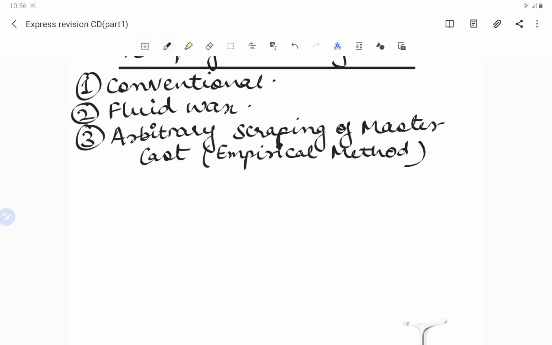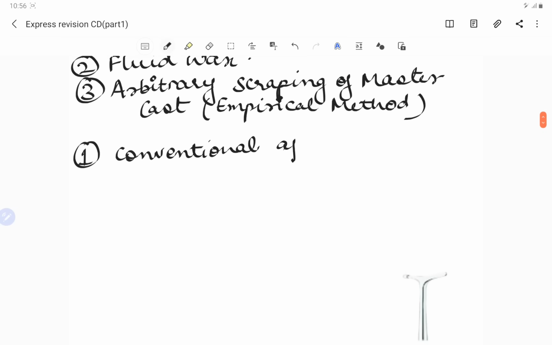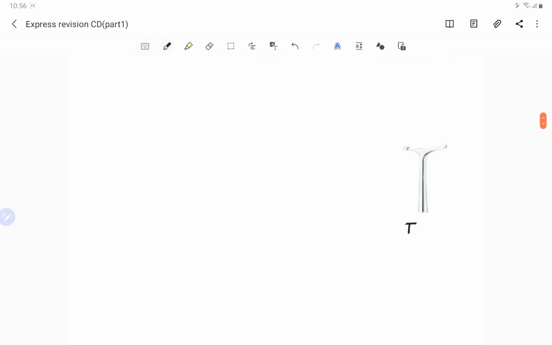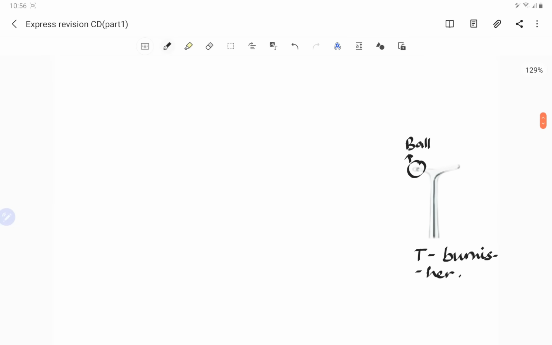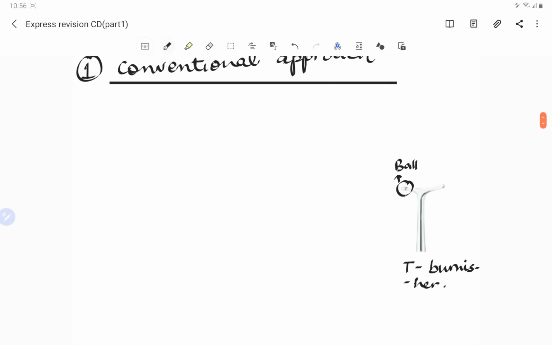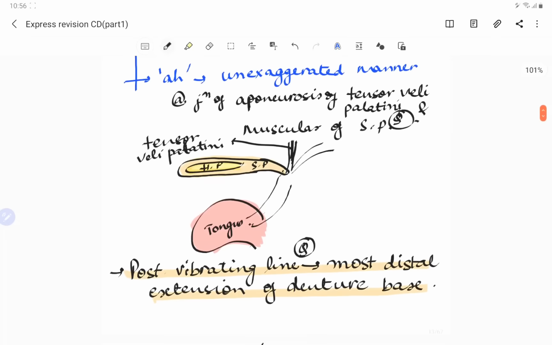Talking about the conventional approach. The conventional approach is via an instrument known as the T-burnisher. As you can see, this is a T-burnisher, and it has 2 ends. One is with a ball. This is the ball end of the T-burnisher. We take the ball end, go posterior to the tuberosity, until we feel a drop.